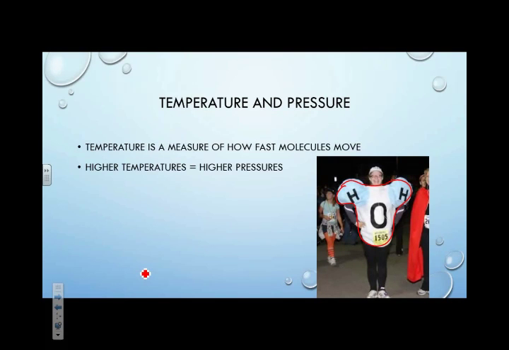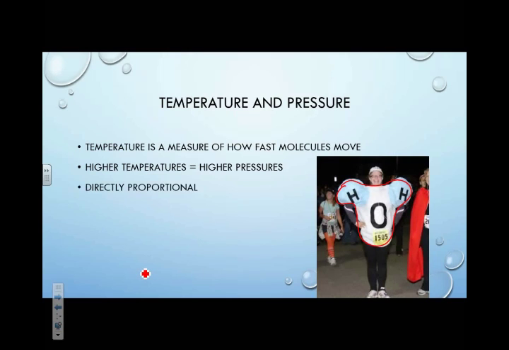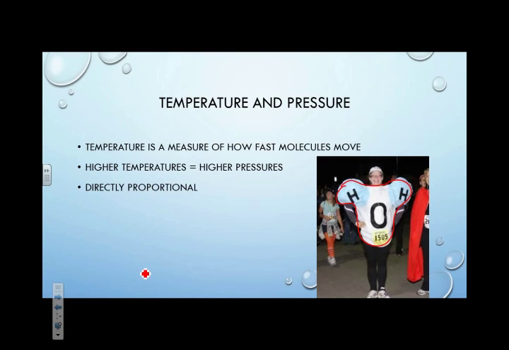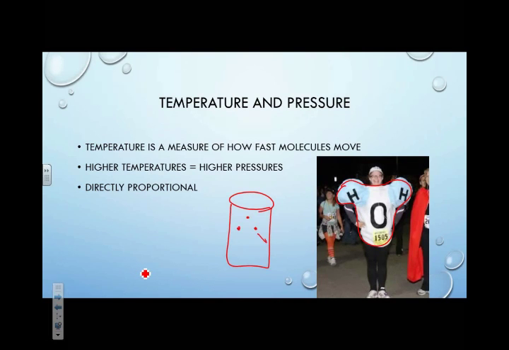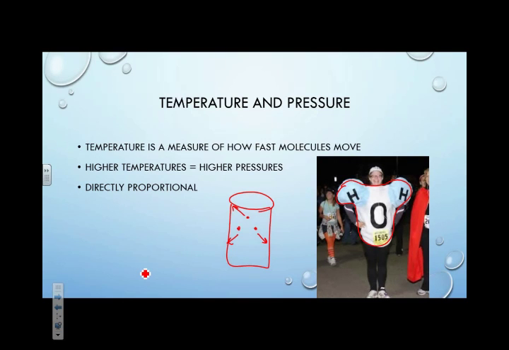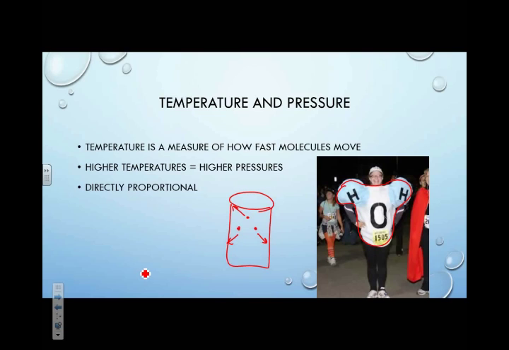So if you have a really high temperature, then you have a really high pressure, because the faster the molecule is moving, the more they run into the sides of the container, right? This was our container, and we've got our particles, and they're running around and they're smacking the sides of the container. If we have a warmer temperature, they're moving faster, so there's more collisions. Temperature and pressure then are considered to be directly proportional. As temperature goes up, pressure goes up.